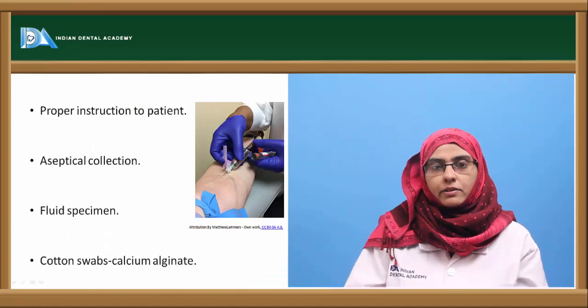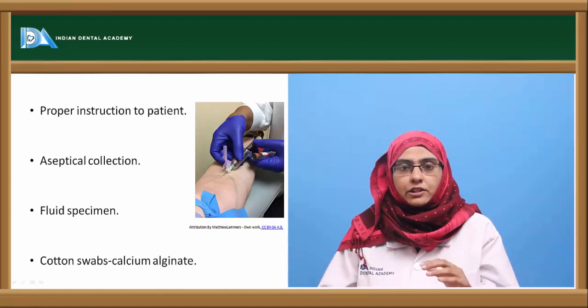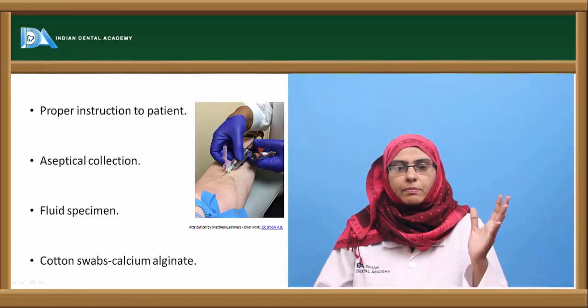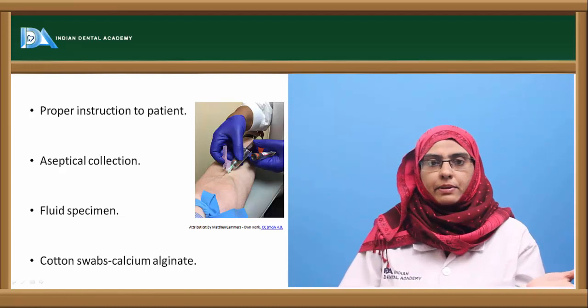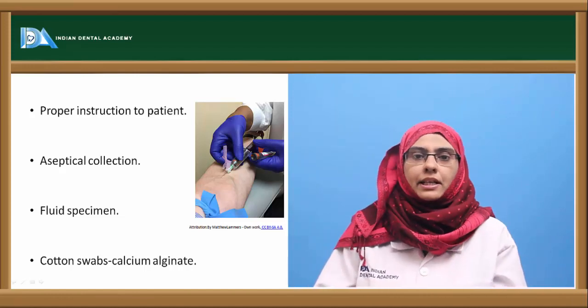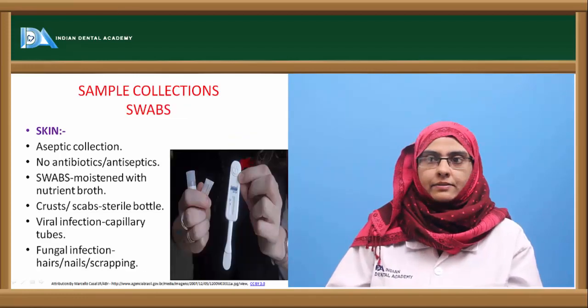Different areas of the body are usually infected by different types of microorganisms. So let us see in detail the different parts of the body that are attacked by different types of microorganisms, and what specimens are collected from these particular areas. First I will start with the skin.